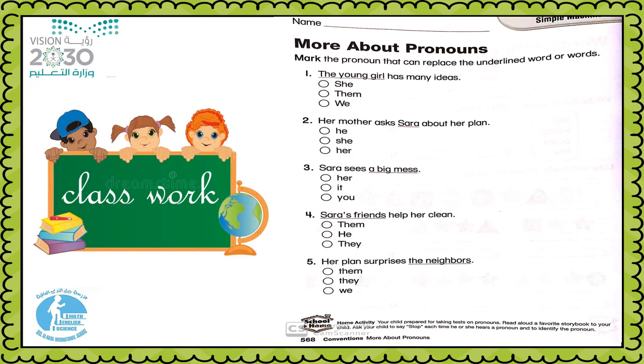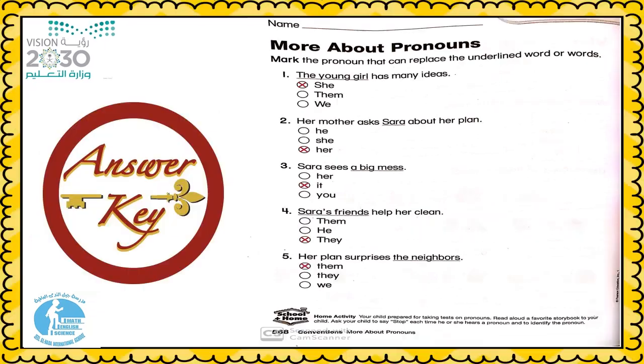Her plan surprises the neighbors. There's a line under the neighbors. So, her plan surprises them, or her plan surprises they, or her plan surprises we. Which pronoun do we use after the action verb surprises? Very good. Them, not they, not we. Check your answers, please. Here's the answer key for this page.